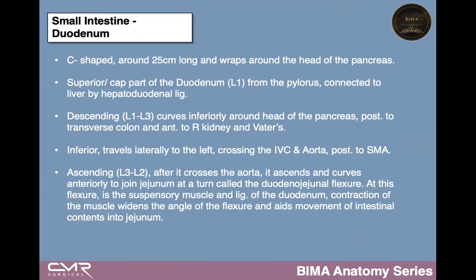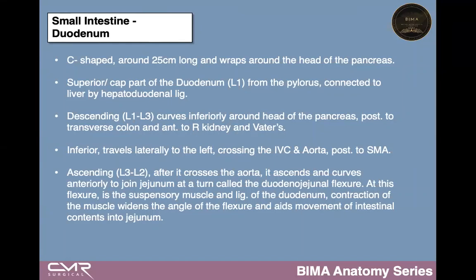The fourth and final part is the ascending duodenum. This starts off towards the L3 level and is actually going up to about L2, which is why you've noticed I've written it in a funny way rather than writing it in a sensical way, which would be L2 to L3. And after the ascending duodenum crosses the aorta, it ascends and it curves anteriorly, as I just described, to join the jejunum at a turn called the duodenojejunal flexure.